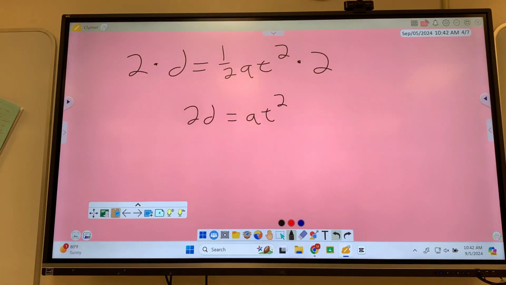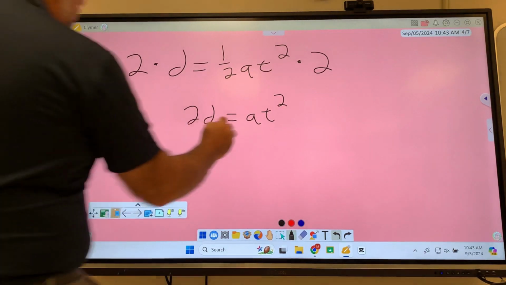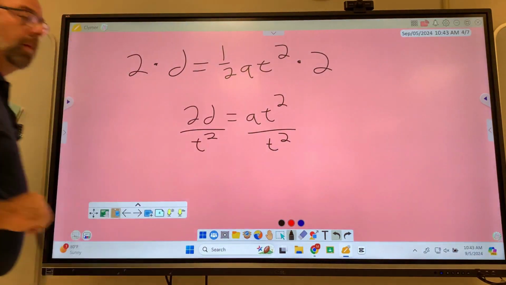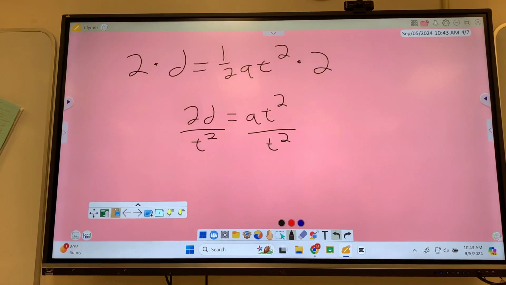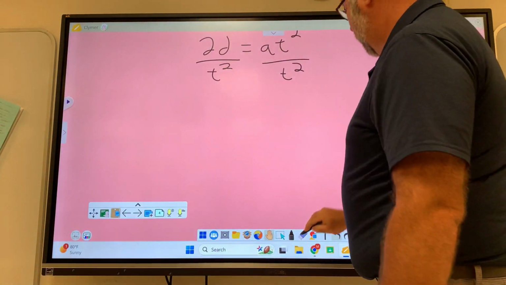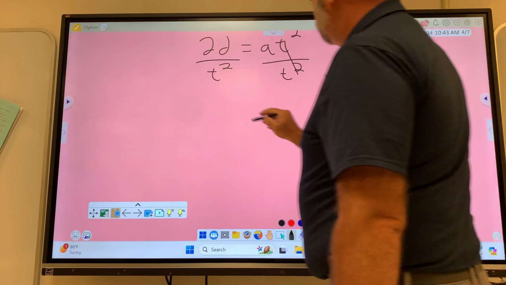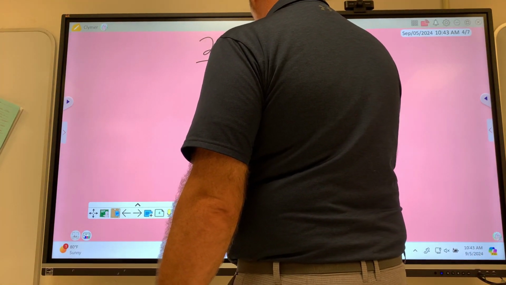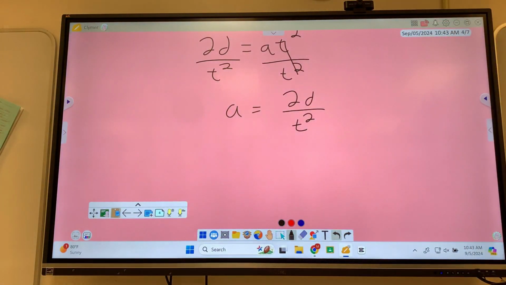What am I trying to get by itself? A. How do I get rid of something multiplied by something in an equation? Divide it. So to clean this up, A equals, right, this is going to cancel. So A equals 2d over t squared. So now I have an equation for A. What's next?